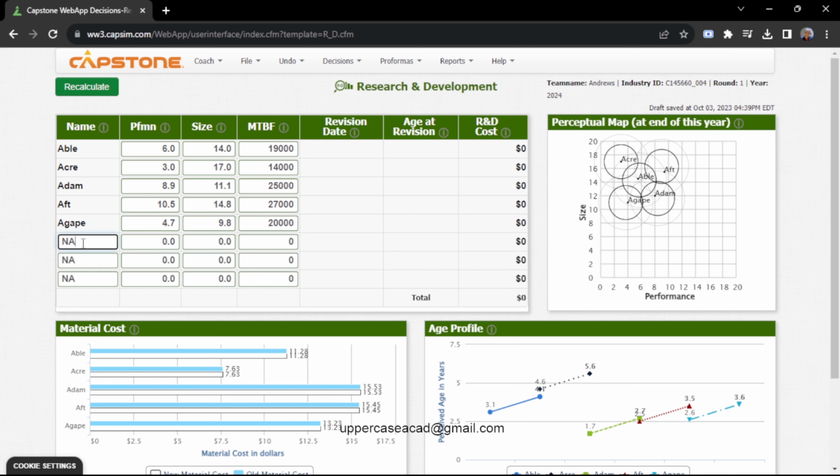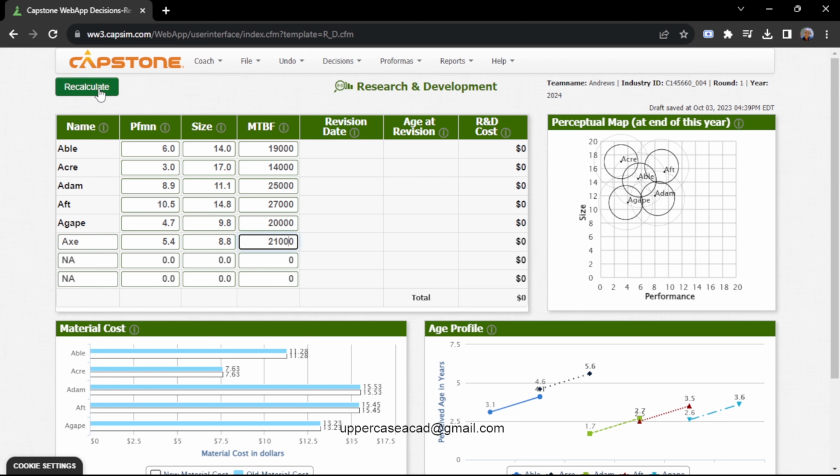Now, because we want to make sure that we are the market leaders in all aspects, we want more sales, which will result in more revenues and more profit. We are going to introduce a new product, which I'll label as X. Because I want X to sell in the size market segment, I'll give it a performance of 5.4 and a size of 8.8, with a mean time before failure of 21,000.